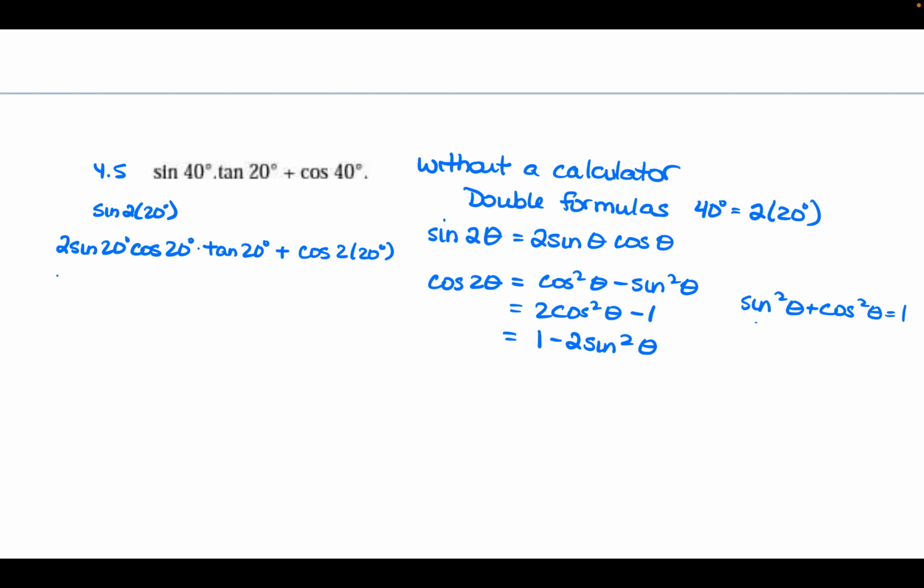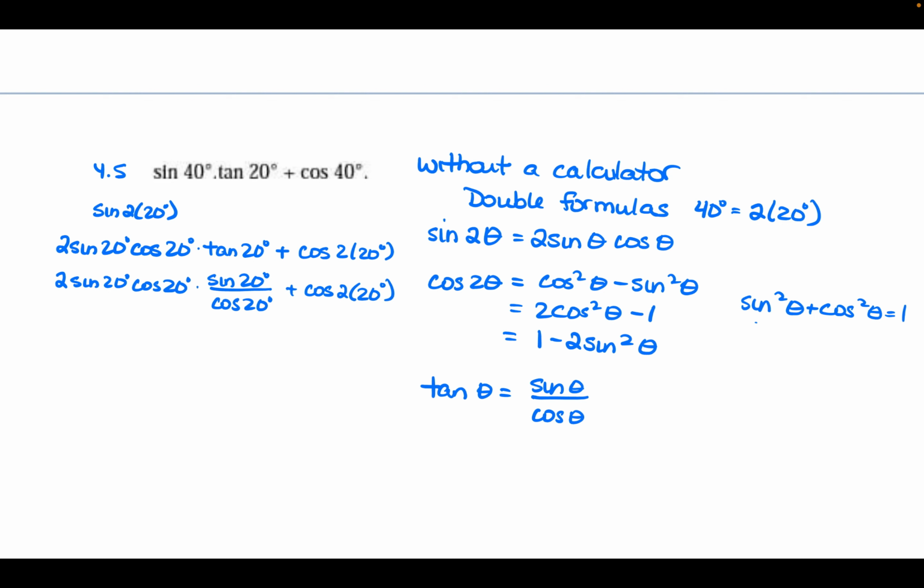Let's continue to simplify here. We have 2 sine of 20 degrees, cosine of 20 degrees. Well, I know the tangent is equal to the sine over the cosine. So we know that we can multiply by the sine of 20 degrees over the cosine of 20 degrees. It's often a good idea to get everything in terms of sine and cosine. And again, I'm going to come back to that last bit.